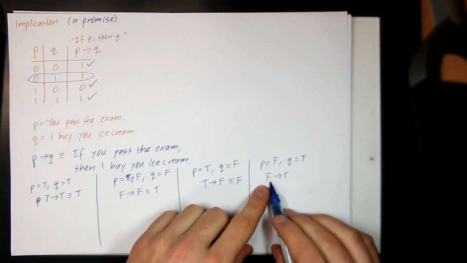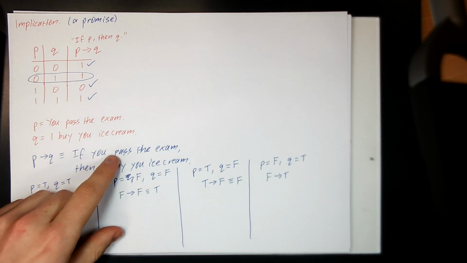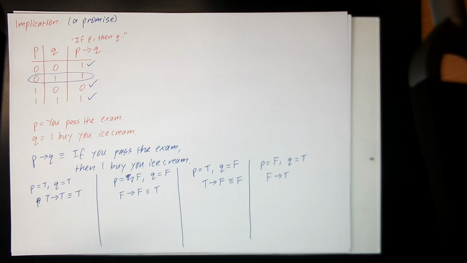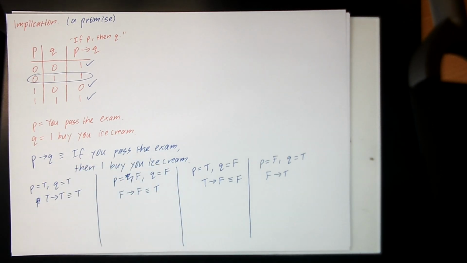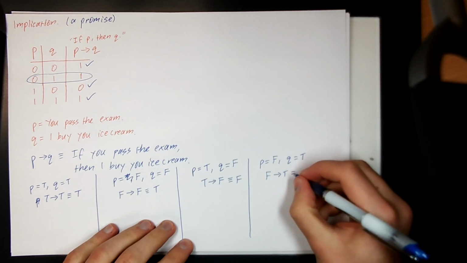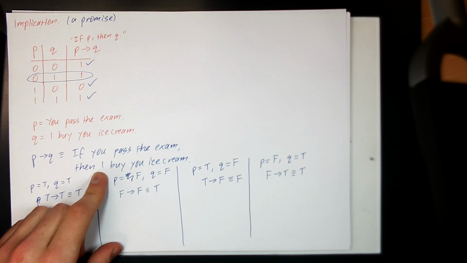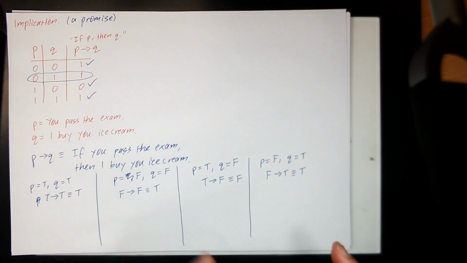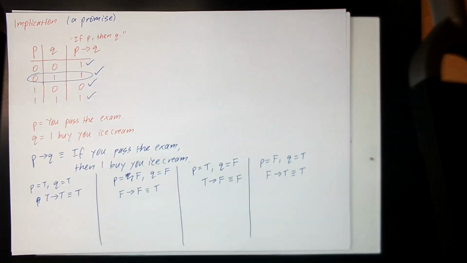So in this state, whenever the left-hand side is false, the implication is always true. Because the condition for the promise wasn't held, the whole thing falls apart. There's no guarantees about the status of ice cream if you fail the exam. So false implies true is still true because, even though it's not in the spirit of the promise, the promise wasn't broken. You failed the exam, I felt bad, I bought you the ice cream anyway. So false implies true is true, and that's that row of the truth table. So that's how the implication operator works.